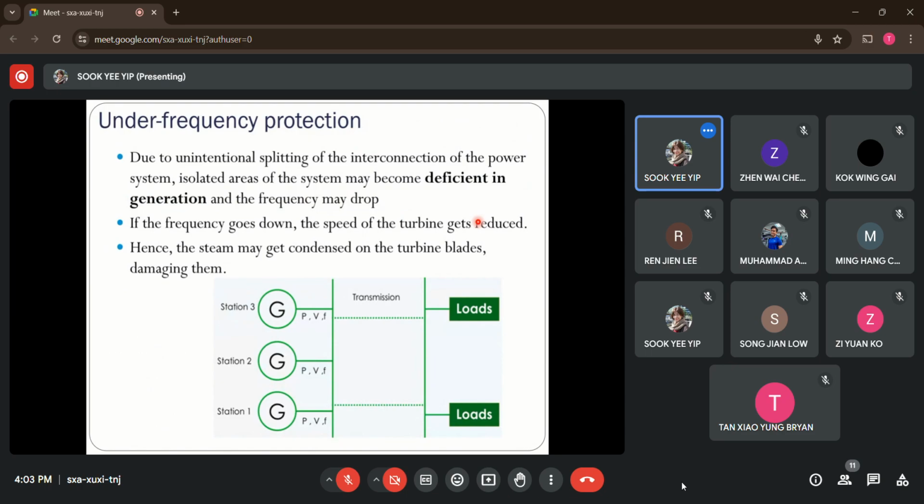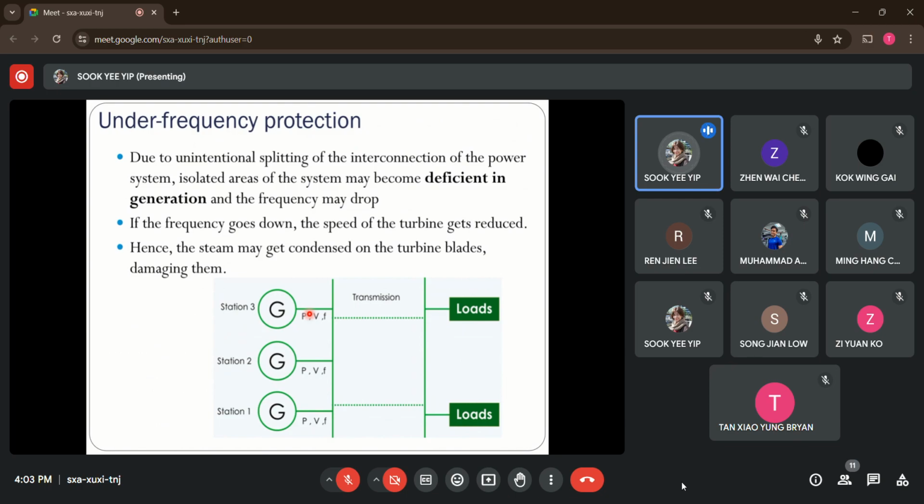All right, so now how does this disturbance occur for the under frequency situations? It happens because of this. If you refer to the first bullet point, it is because we have unintentional splitting of the interconnected generators we have in the power plants. So right now, the generator that is not working will become the isolated area of the system, and this can become a deficiency in terms of power generation, and hence the frequency will start to drop. So let's check out these figures to have a better understanding of how under frequency situations happen.